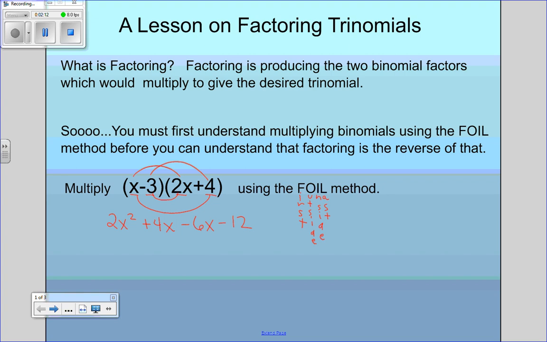Now, what do you notice about this? Are there some like terms inside this problem that we can add together? You got it. These are oftentimes going to be like terms that you can combine together. So when you finish your multiplication, you have to do one more step to combine these terms. It'll be 2x squared minus 2x minus 12. And so that is your final answer. This is the trinomial that results from multiplying two binomials.